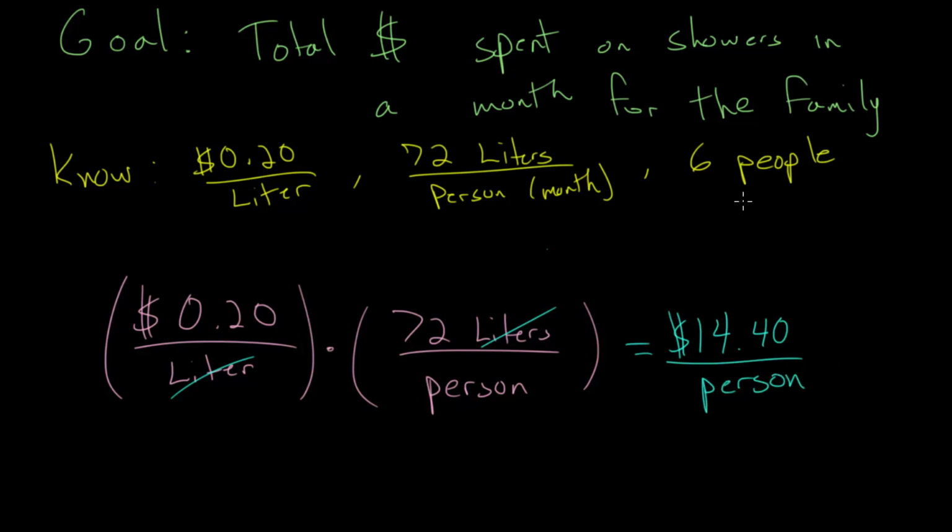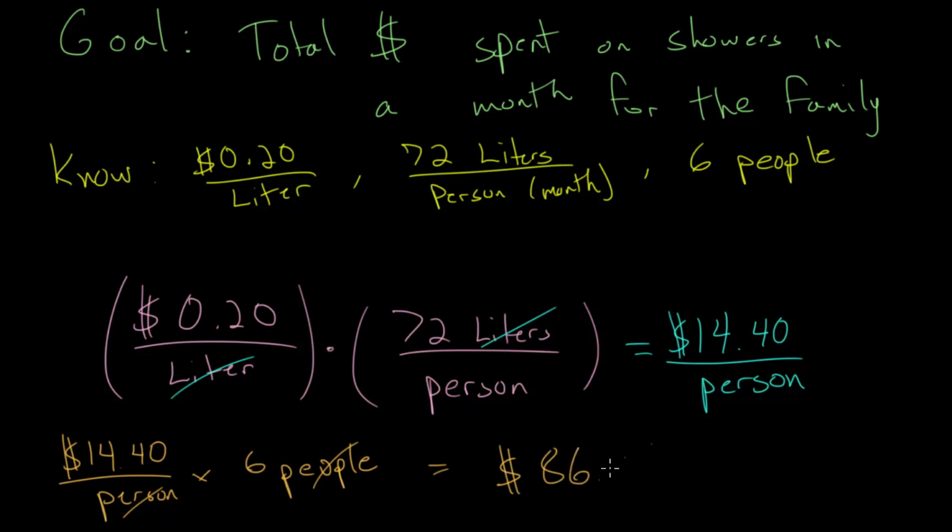Now we'll take this and multiply it by the total number of people we have. So we can do this: 14.40 per person, and we'll multiply by 6 people. Now, person and people are equivalent in a sense, so they will cancel each other out, so that we just do 14.40 times 6, and it looks like our final answer will be $86.40. So this right here, this total amount, is the total money that's spent on showers in a month period for the entire family.